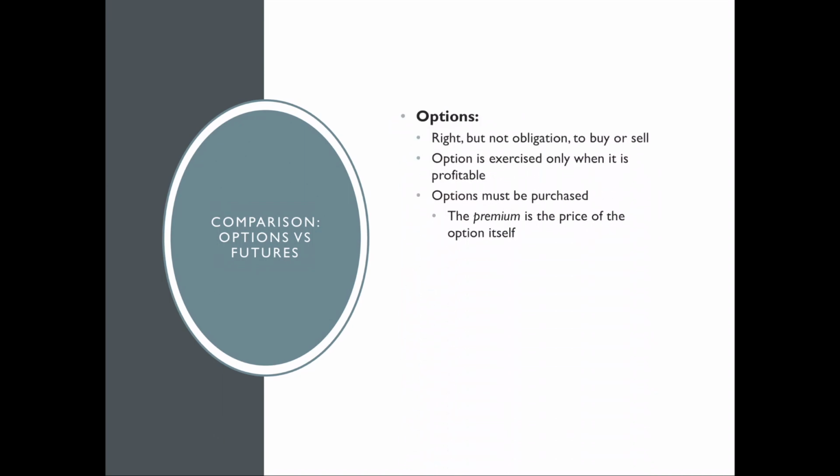With options, you have the right, not the obligation, to buy or sell, so you don't have to exercise your option. The option is only exercised when it is profitable, and options must be purchased, so you pay a premium. The premium is the price of the option itself. So when I say that the option is exercised only when it's profitable, the difference between the actual asset price and the option price must also exceed whatever premium you paid to have that option capability.